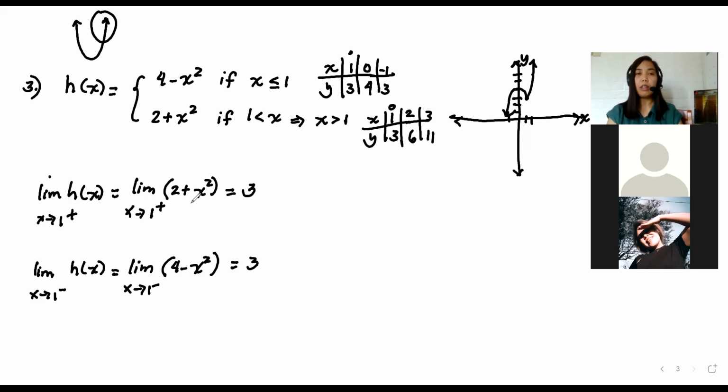Ito yung sinasabi ko kanina, class. Magkaiba sila ng function pero equal ang limit nila. So you need to be careful dito. Tama ang limit, mali naman yung function na pinili. Okay? So since they are equal, the limit of h of x as x approaches 1 is 3. Okay? So this is the limit of the given function.